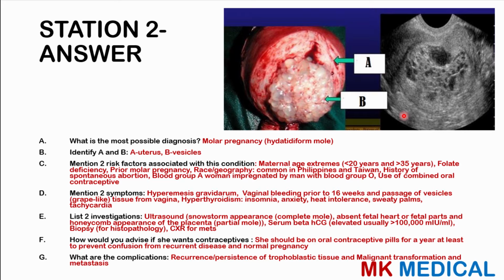The risk factors include maternal age extremity, so individuals below the age of 20, individuals above the age of 35, folate deficiency, prior molar pregnancy, race or geographic location. It's very common in the Philippines and Taiwan. If you have a history of spontaneous abortions, people with blood group A who are impregnated by men with blood group O, coincidentally, that's also a risk factor. Then, of course, use of combined oral contraceptive pills.